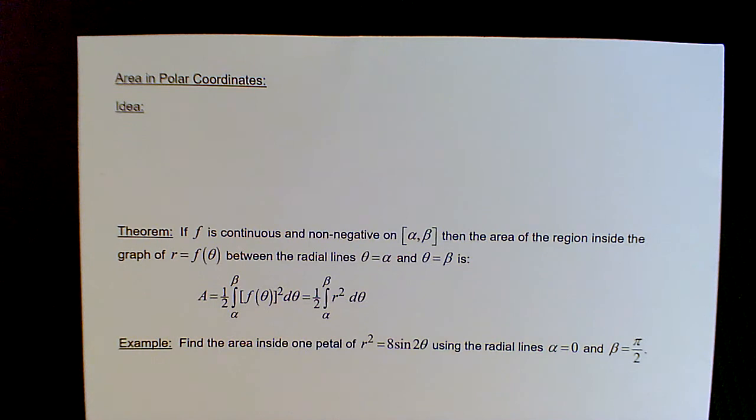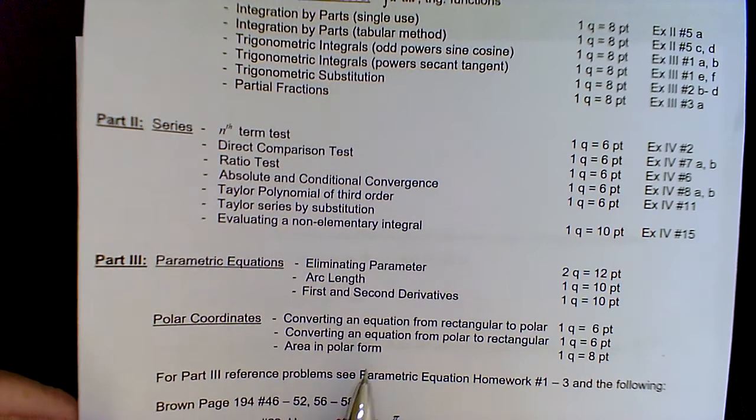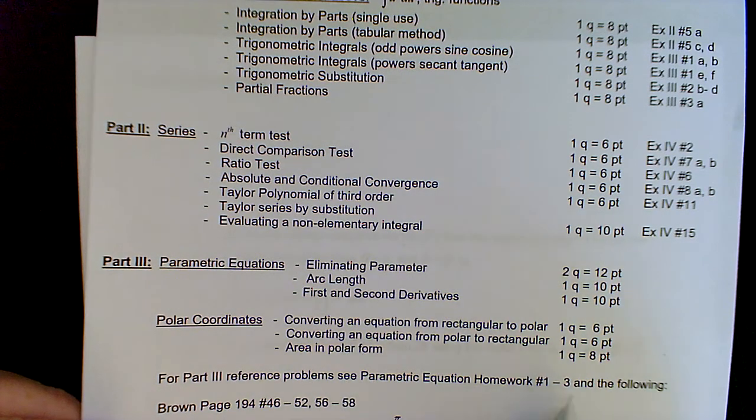So, area and polar coordinates, that's our final topic. You can see on the final exam topic sheet that I've been referencing, under polar coordinates in part 3, area and polar form, there's going to be one question worth 8 points.